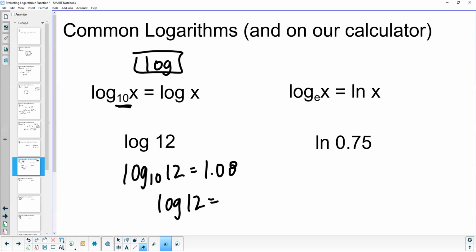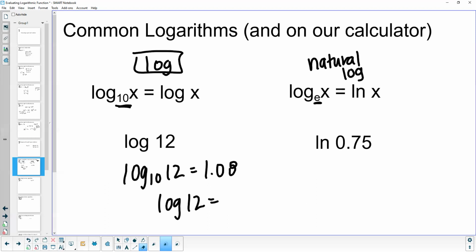Now, the other common logarithm that we talk about is when we have a log base of e. And what we actually call a log base of e is a natural log. And the reason why is as we explored the idea of the number e, which is 2.71, going on forever, kind of like how pi goes on forever.